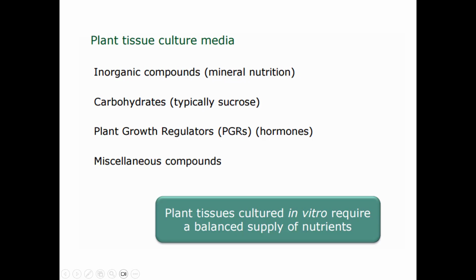You need to add sucrose, carbohydrate, and plant growth regulators, that is hormones. Hormones like auxins, gibberellins, cytokinins, abscisic acids. These are the hormones used in tissue culture, mostly auxin, gibberellin, cytokinins, and miscellaneous compounds, vitamins, and others. So this is really an art of doing the science. This is why you have to find out through research which plant requires which combination of the nutrients appropriate for the culture media.